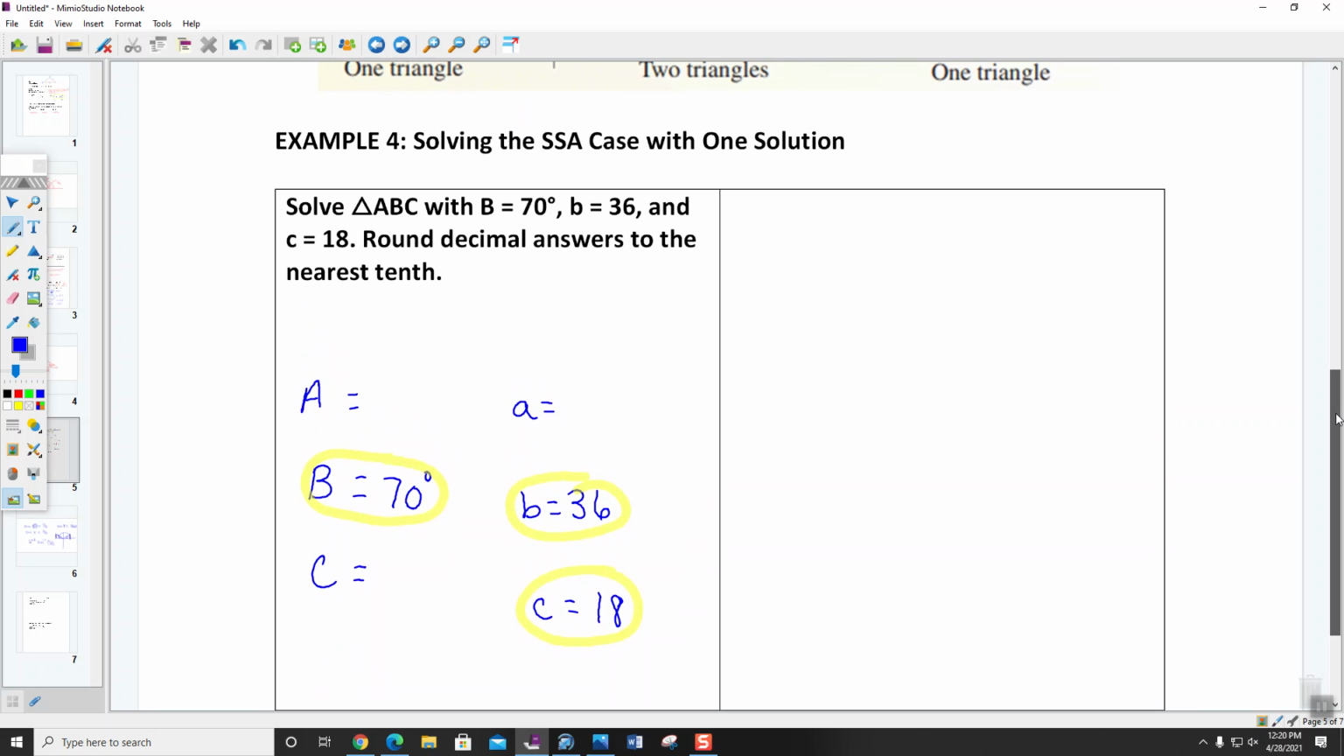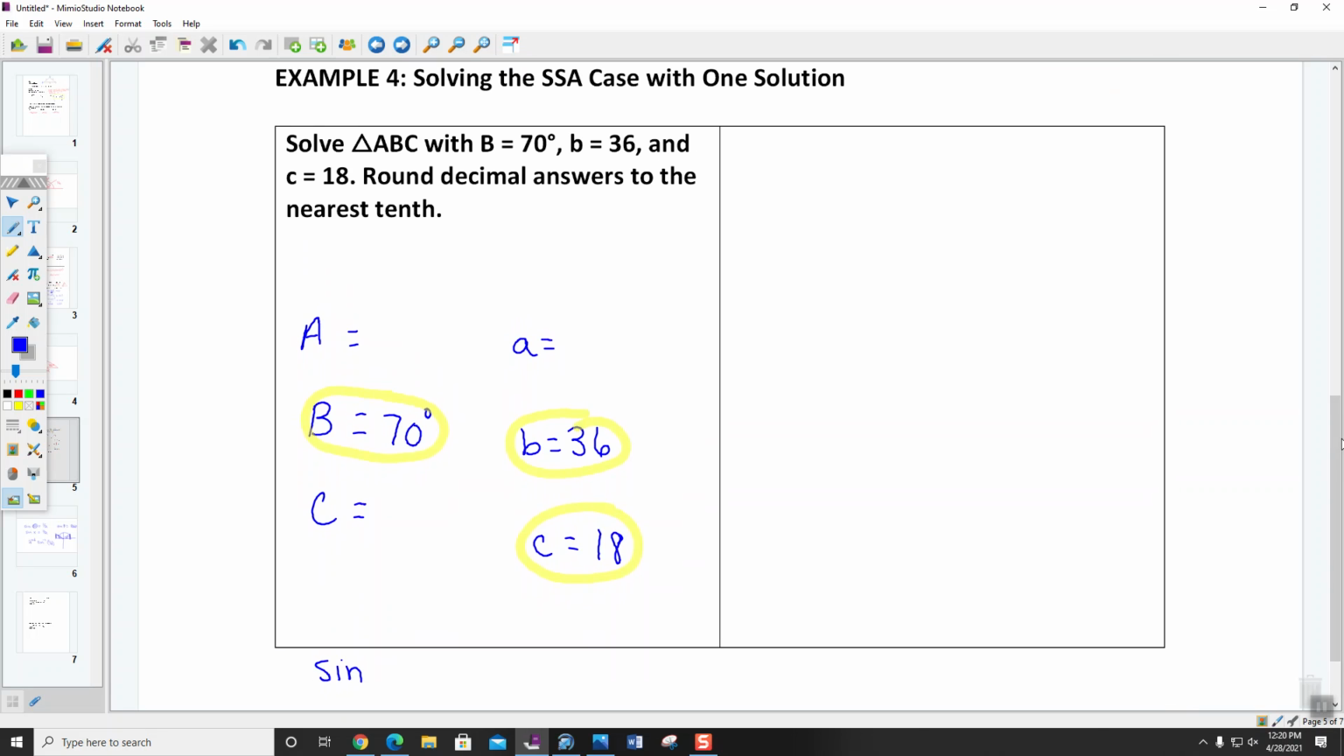So I'm going to set this up, friends, as sine of 70 over what? 36. Equals, okay, now in this case I don't know C, so I'm just going to have to call it the sine of angle what, kids? C. Sine of C over what is length C here, kids? 18. Now if I wanted to get sine of C alone, I would go 18 times sine of 70 divided by what? Okay, run that number, go 4 places for me. So you're going to go 18 times the sine of 70 divided by 36, friends.